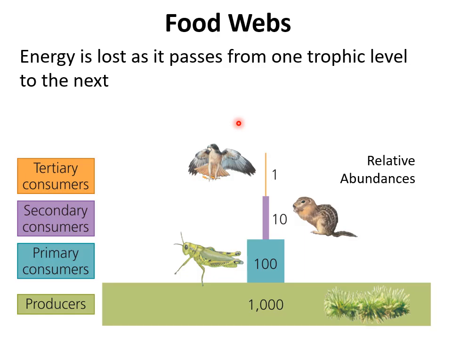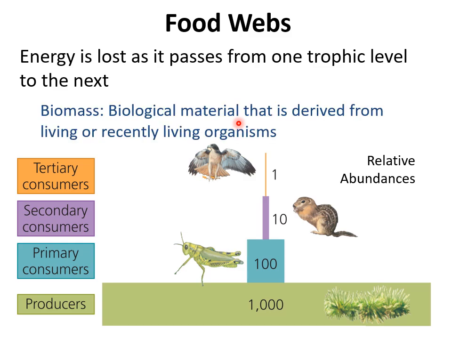So another term that's good and useful to know is biomass. And biomass is all the biological material that's derived from living or recently living organisms. And the reason we say recently living, it could be the leaves that fell last fall. Those would be part of the biomass.